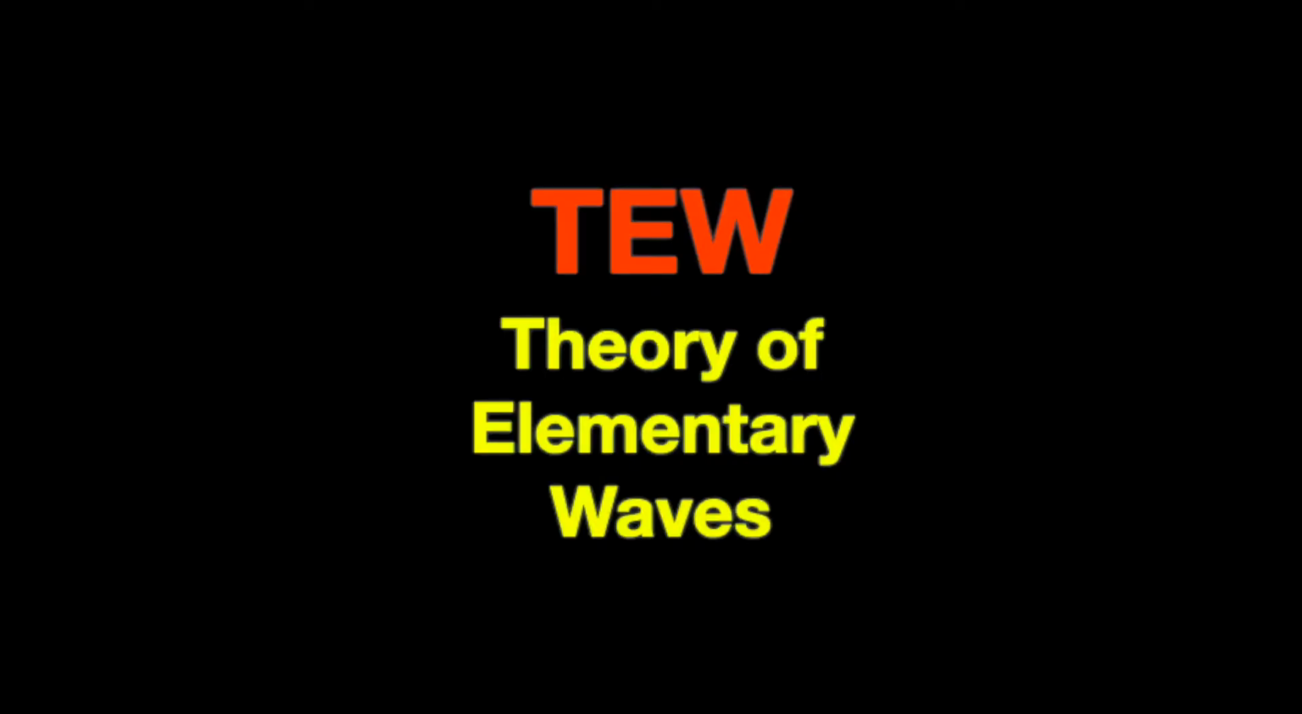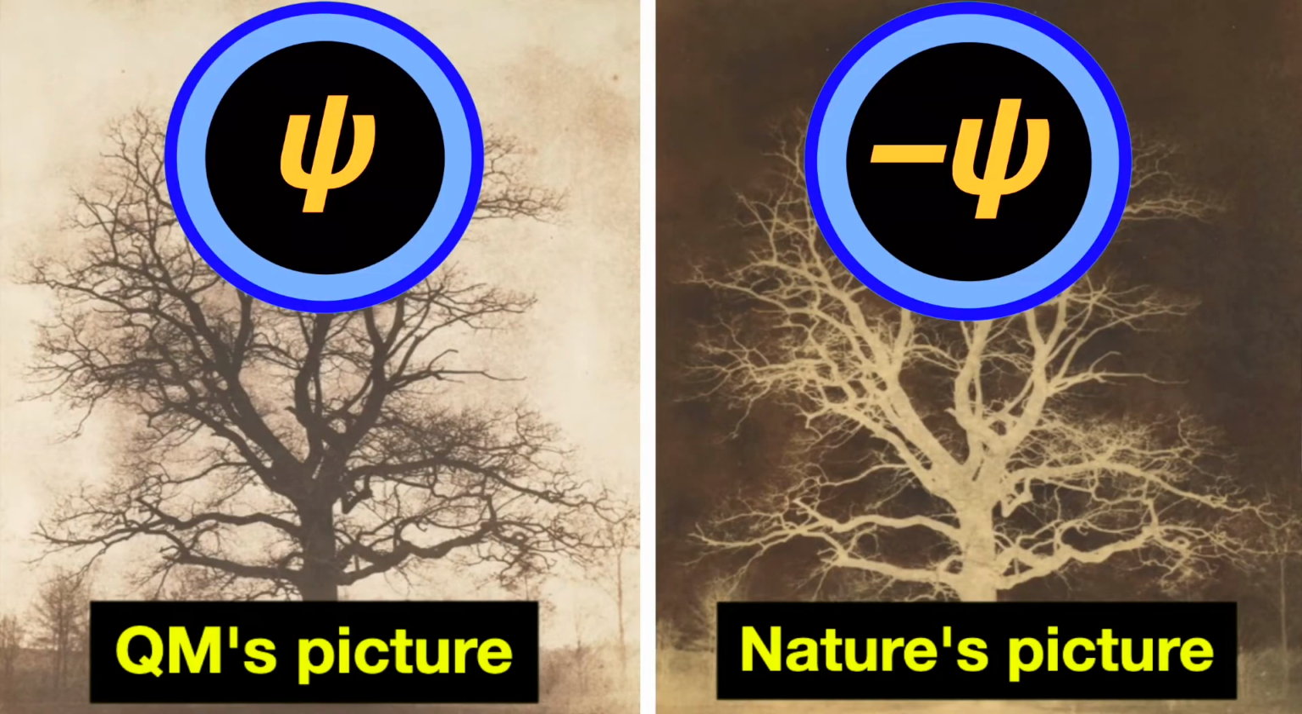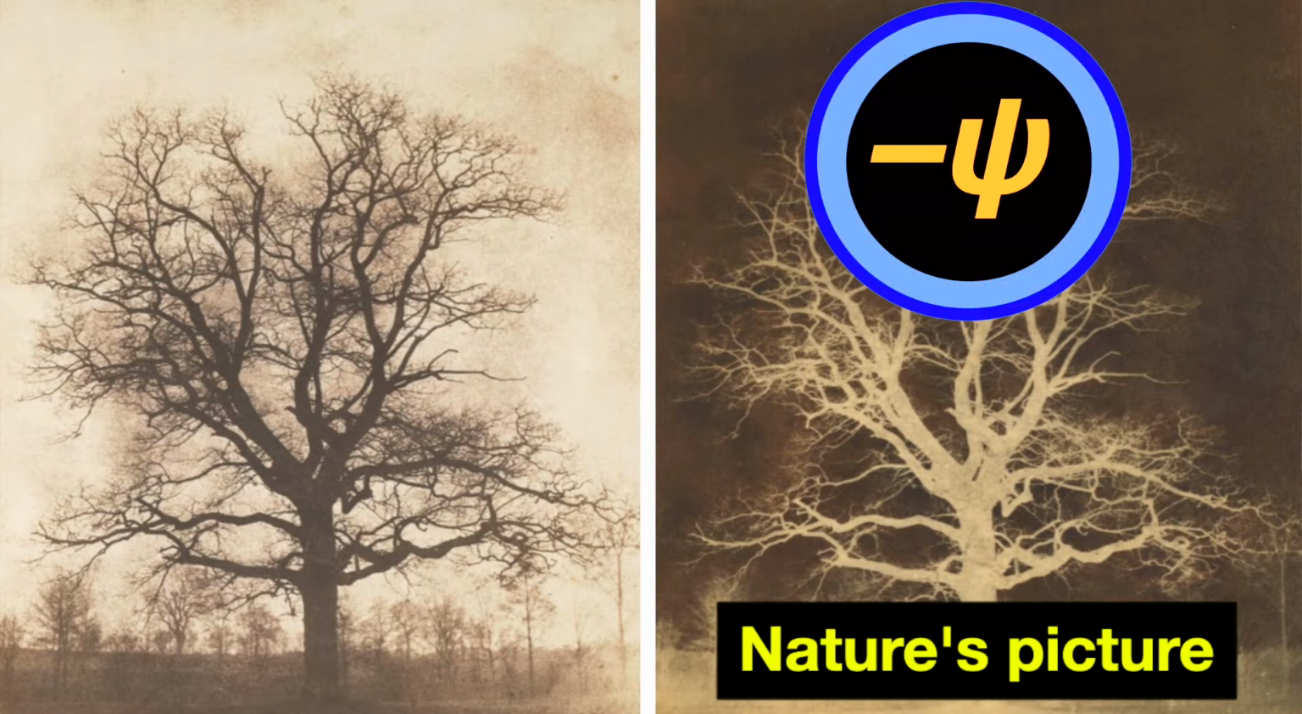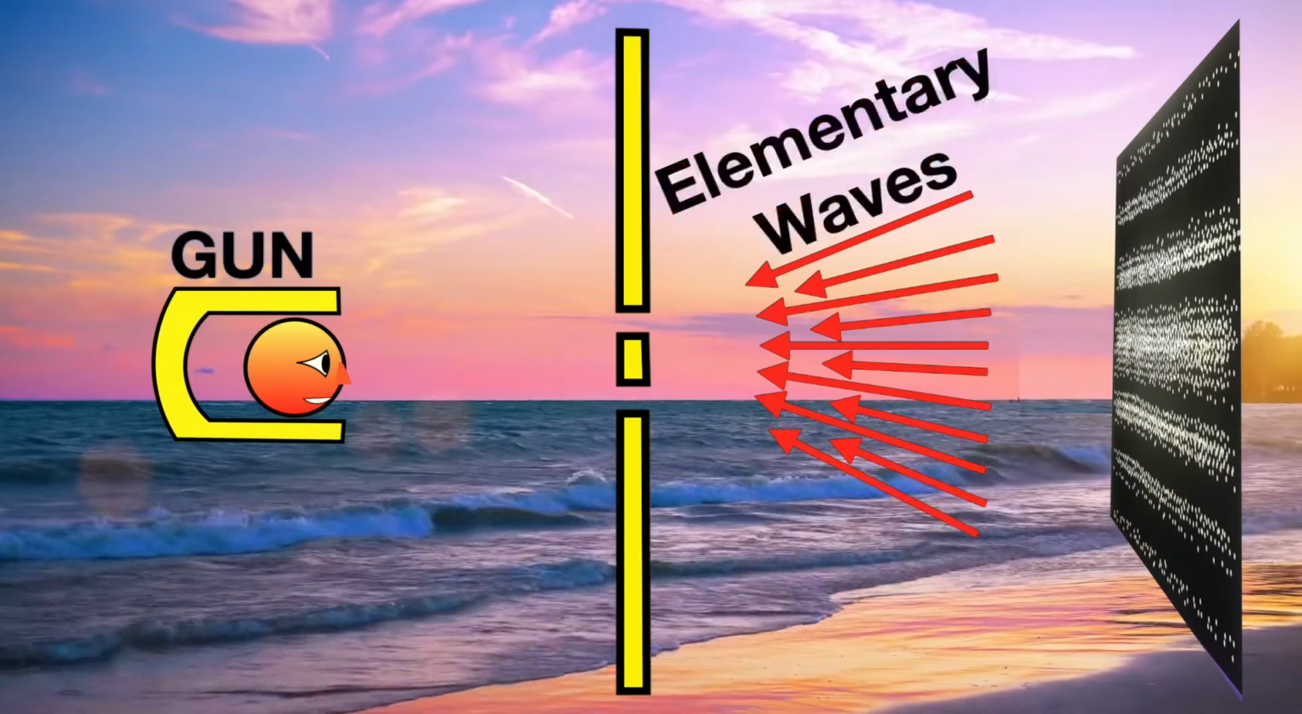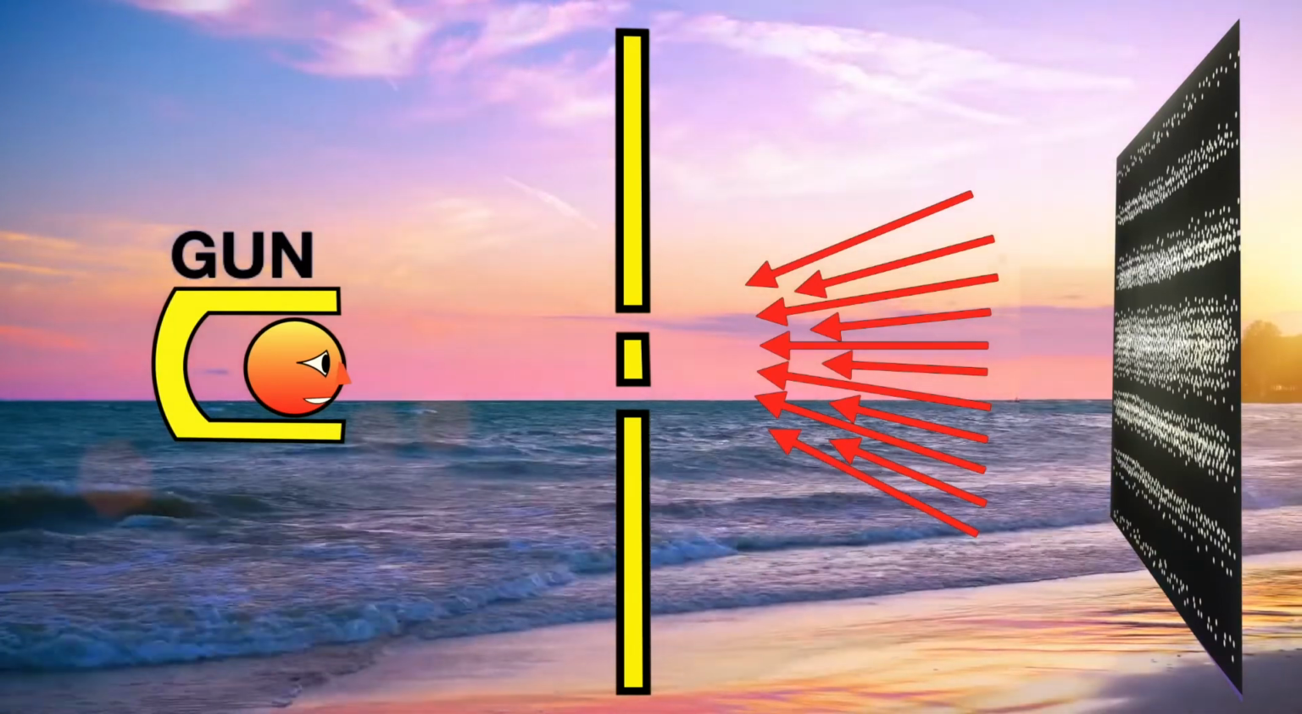I'm about to tell you about the theory of elementary waves, TEW, which is a little bit hard to understand, but you'll be able to get it, which moves wave function collapse from the target screen, where it does all that damage, over to the particle gun, which you will find is a very natural place for it to live. So TEW comes out of the Max Born asymmetry that Einstein told you about, which means that nature uses wave function minus psi, which means that quantum particles follow zero energy waves backwards, and we're calling those waves elementary waves going from the target screen towards the double slit barrier.